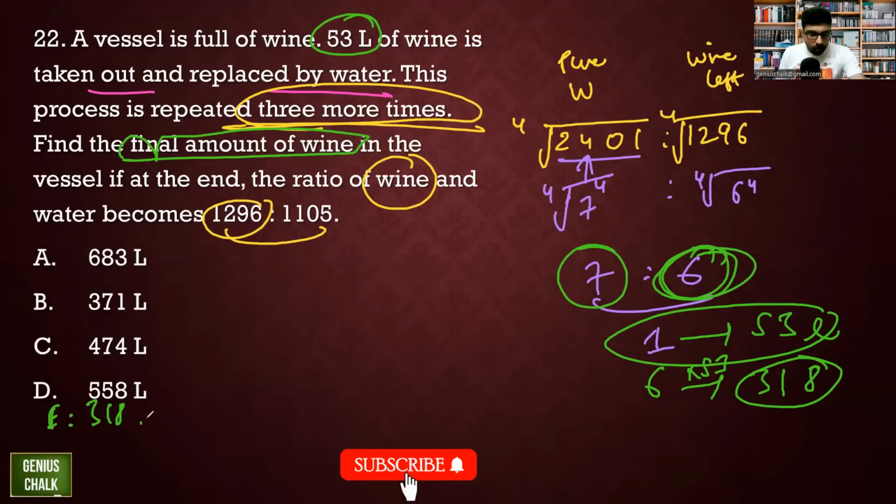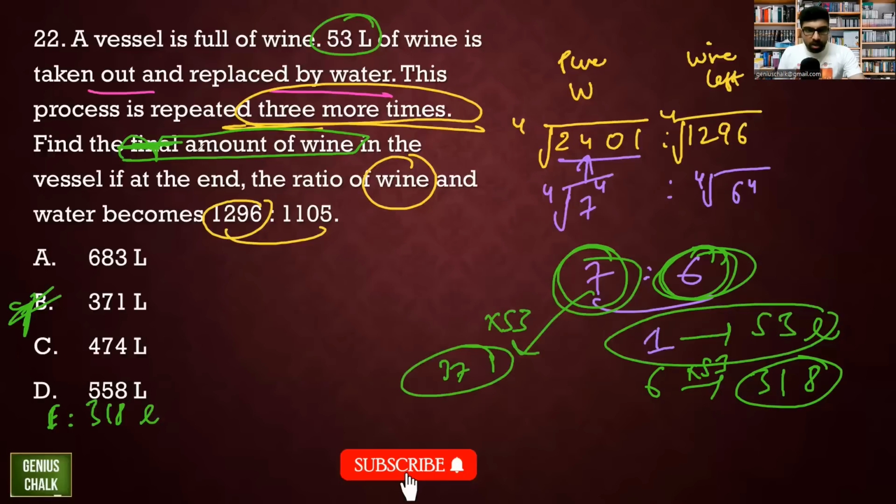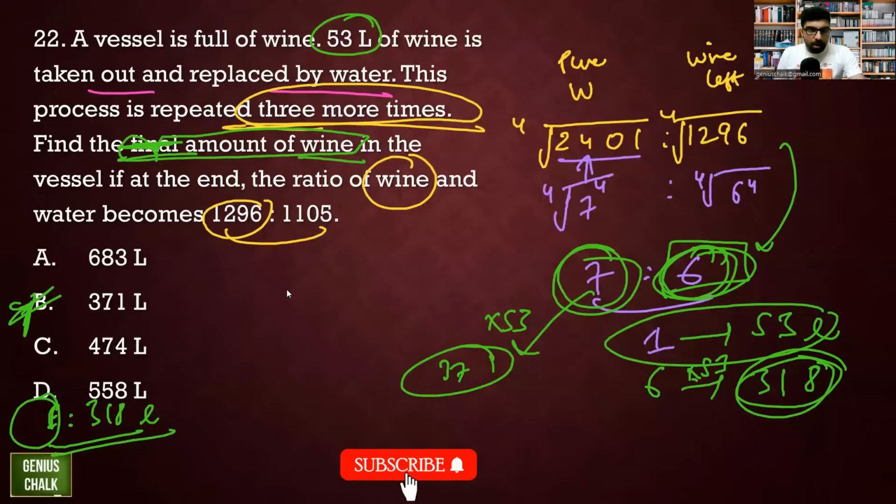Let's make this the E option, because maybe I wrote the answer taking this 7 in mind. So 7 into 53 will be 371, which is the second option. But this is only possible when the initial amount of wine is asked. So please change the answer, or change the question. If the final amount of wine is asked, the answer has to be 53 into 6. And if initial, then 371 is fine. But here the answer should be the E option, which is 318 liters. Next one.